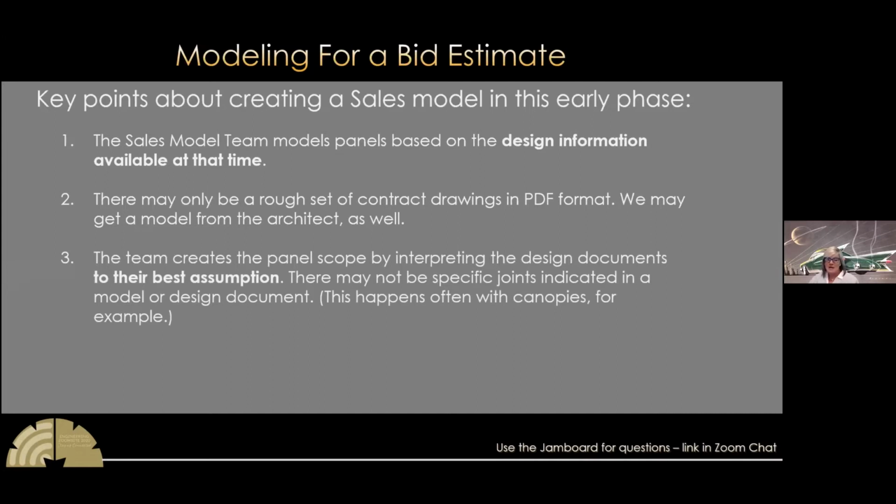Again, there may not be specific joints indicated. Maybe all we know is there's a big canopy there and it's metal, it's aluminum, it's a panel of some sort. So we've got to get something in there, but it could be really rough.